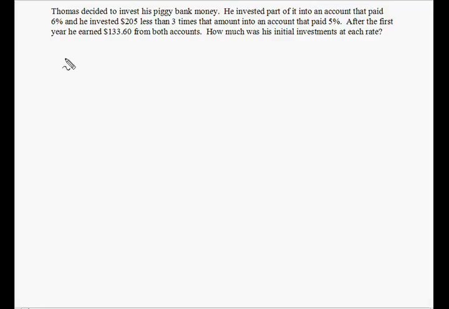So for this investment problem, we know that he is investing part of it at one rate, and the rest of it at another rate, and that's the total in his piggy bank. But as you can tell, that's way too many variables. Let's see if there's a relationship between these.